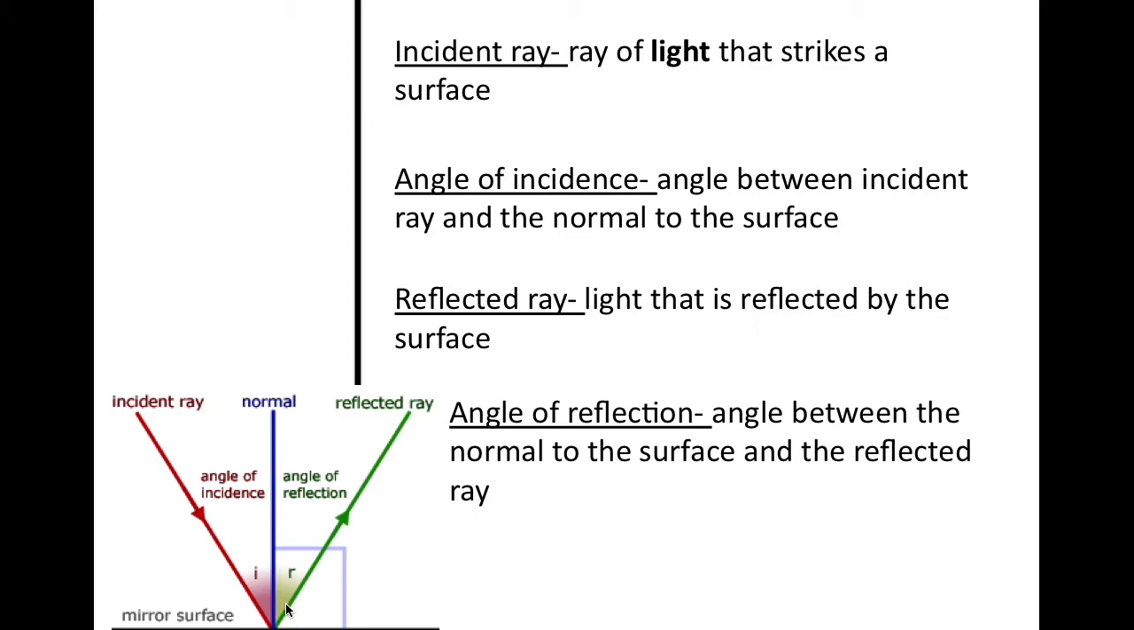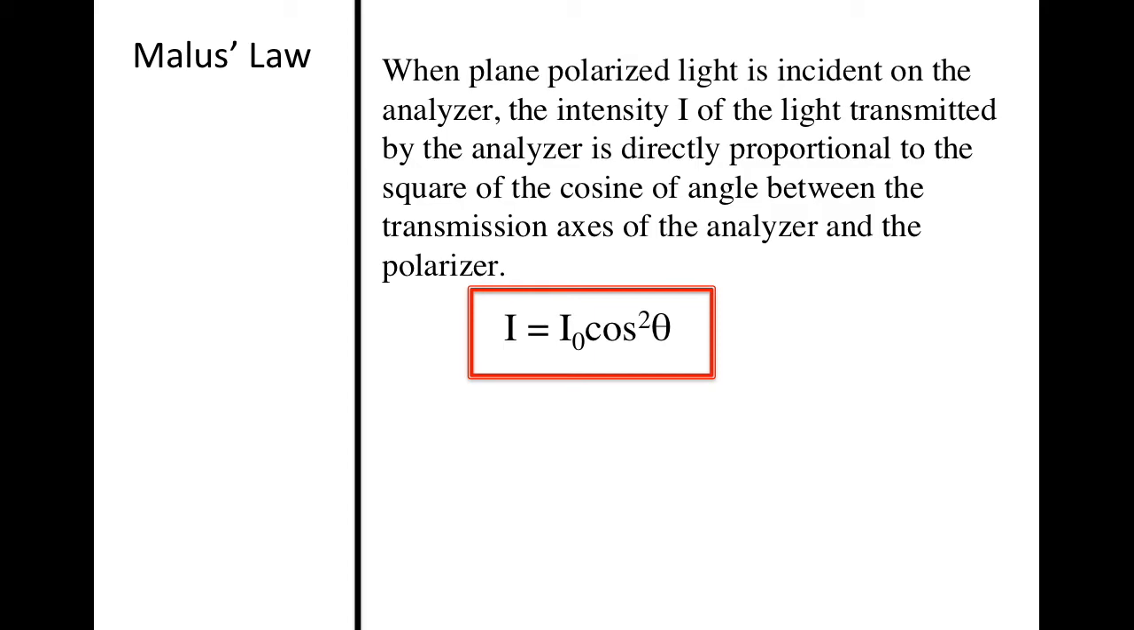The reflected ray is the light that is reflected by the surface, and then the angle of reflection is the angle between the normal to the surface and the reflected ray. Malus's law is another concept about polarization.